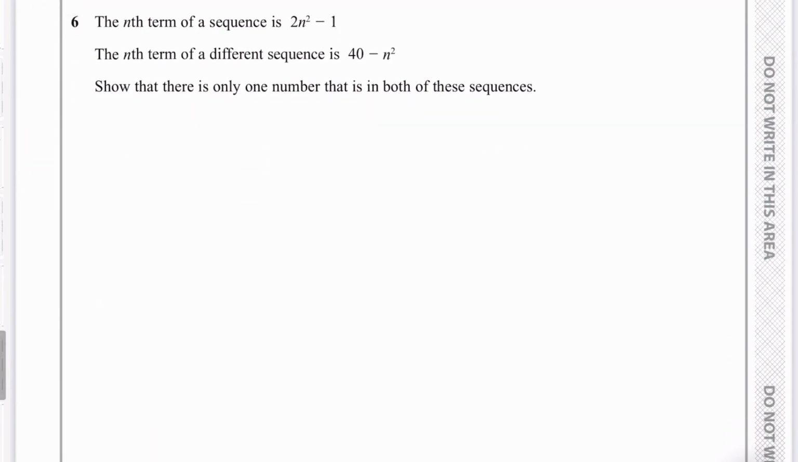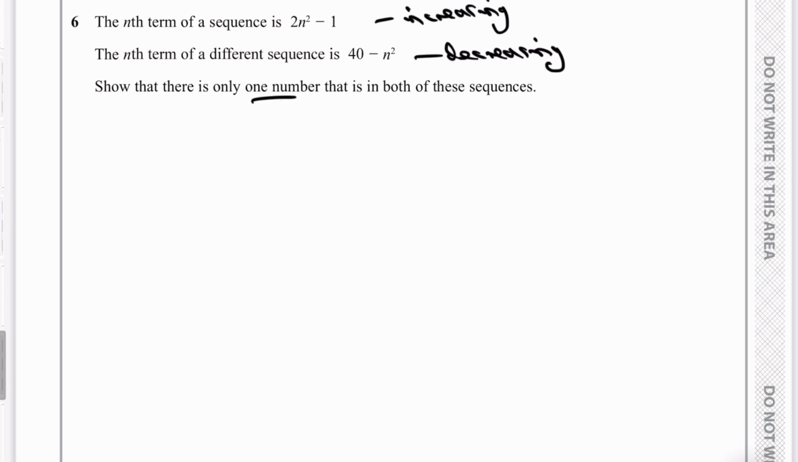Again, this is a very typical type question. It's a very good representative paper, this particular paper. So the nth term of a sequence is that, the nth term of a different sequence is that. Now one of the things that you can spot with this is that this is an increasing sequence, and this is a decreasing sequence. So at some point there is a number that will be common to both sequences.